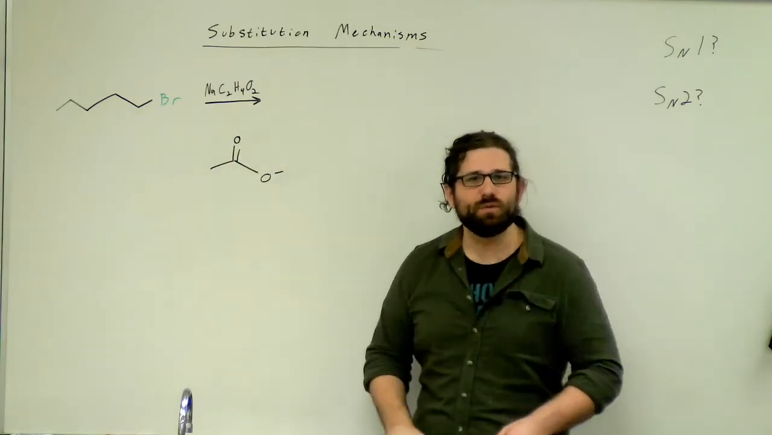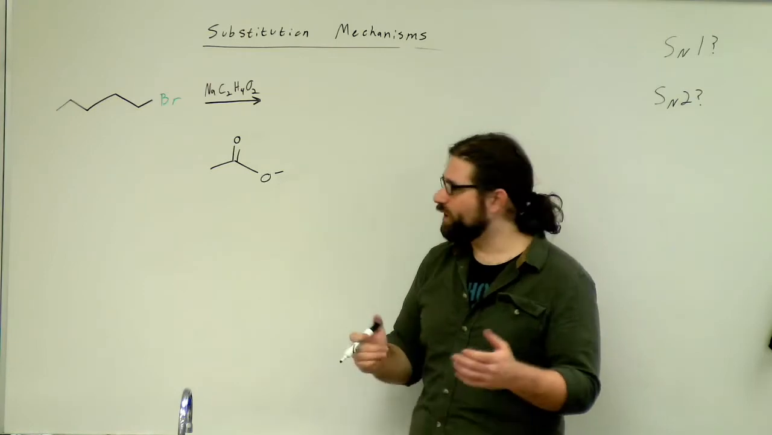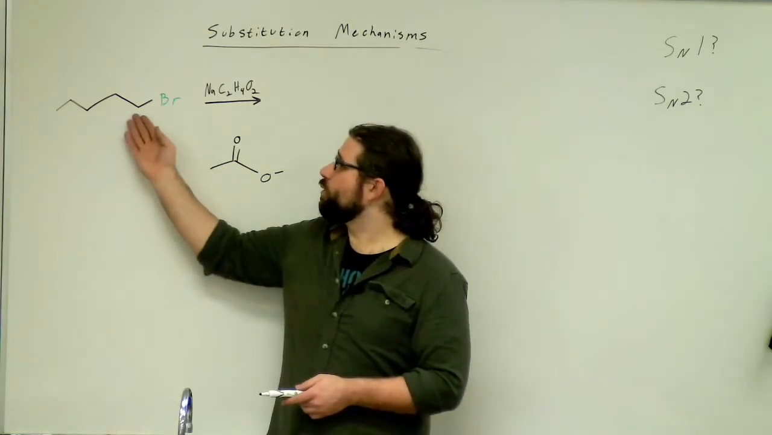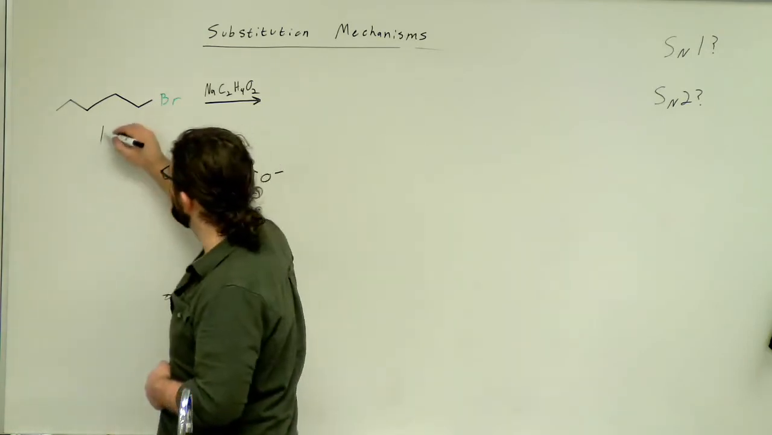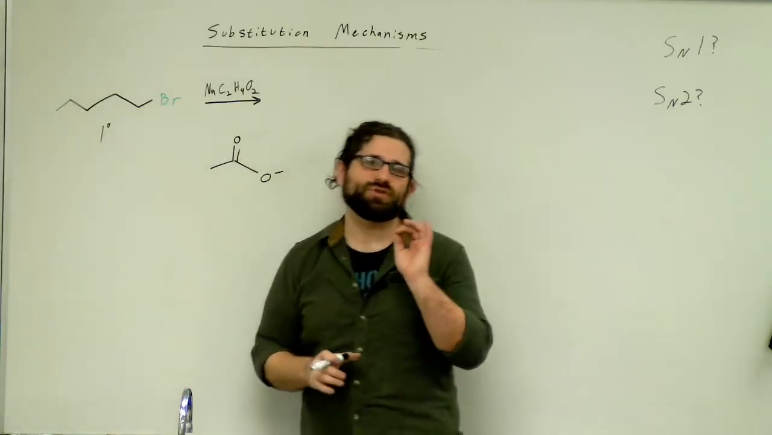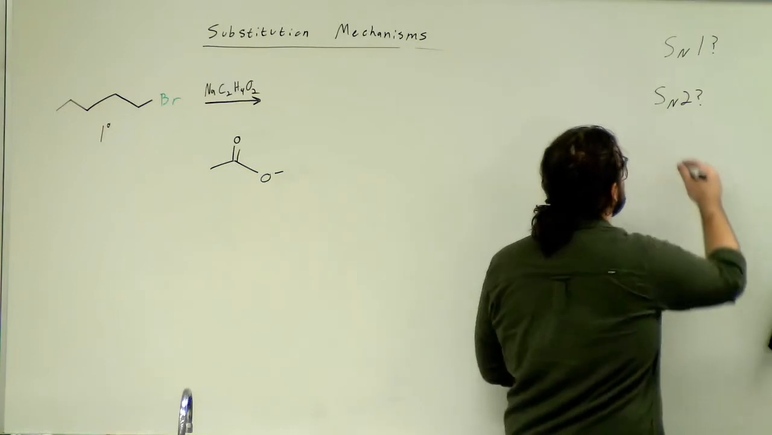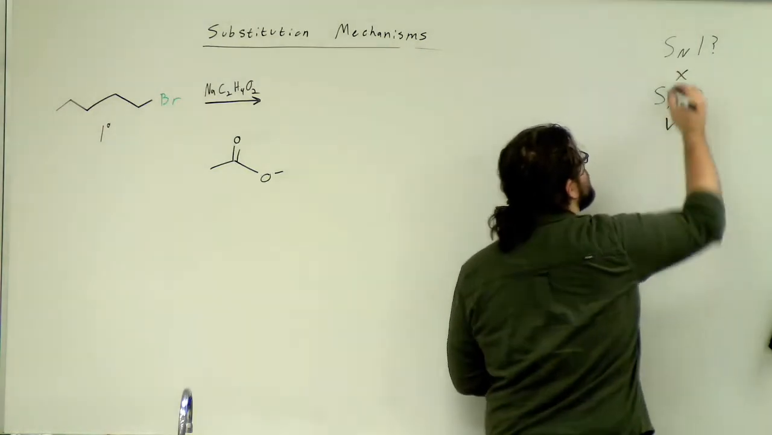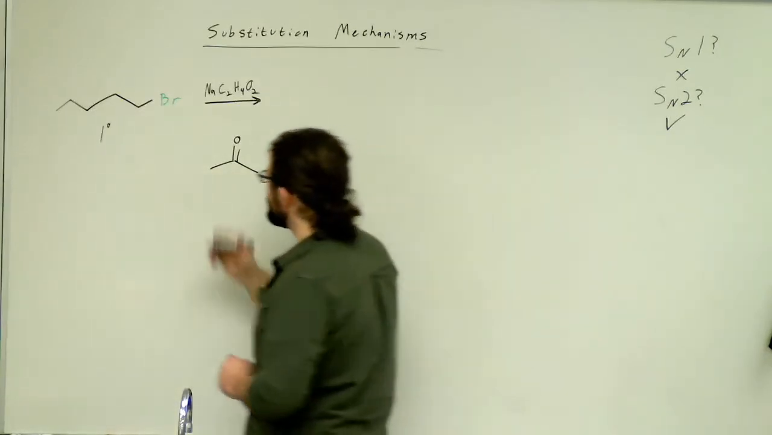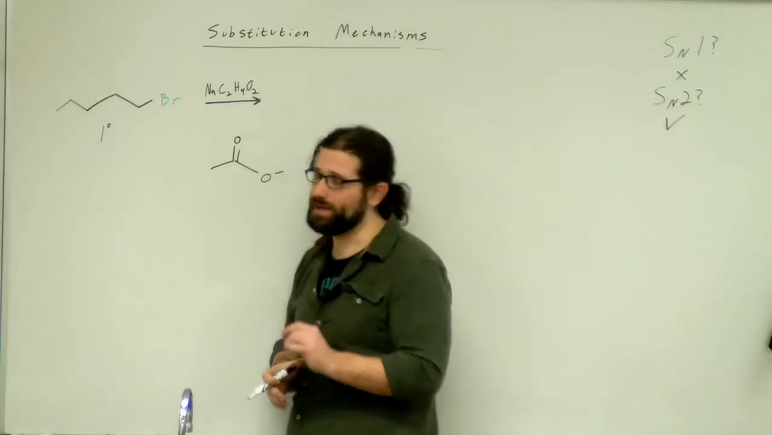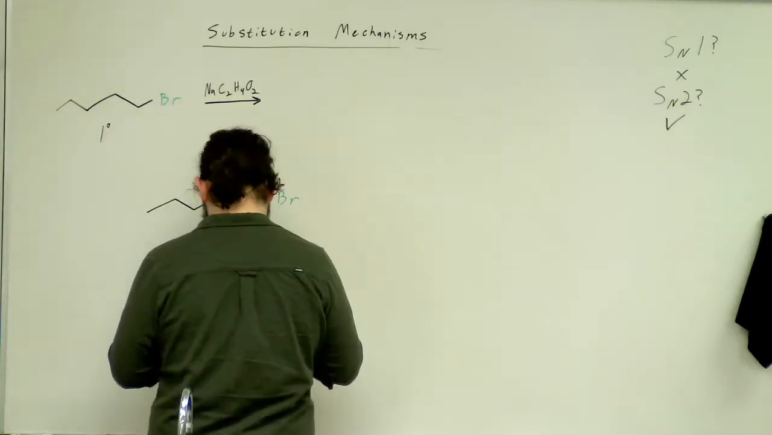So is this going to be the Sn1 or the Sn2? Well, Sn1 would require this to be a little more substituted than it is. This is a primary substitution, 1 degree. So this is going to proceed according to the Sn2. Very much favored Sn2, disfavored Sn1. So we only need to worry about the Sn2. So let's go ahead and draw out our mechanism.